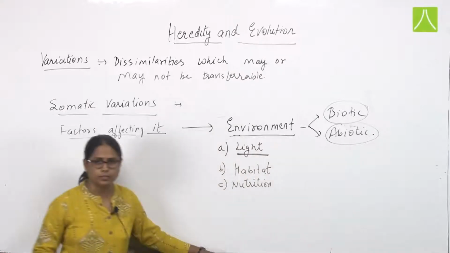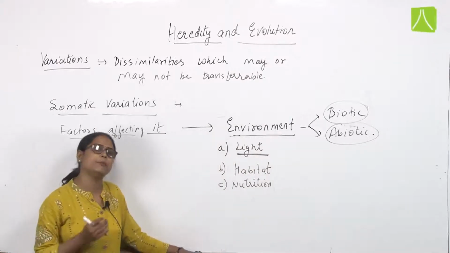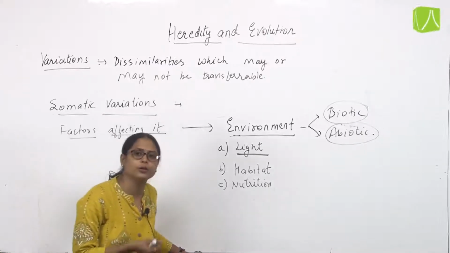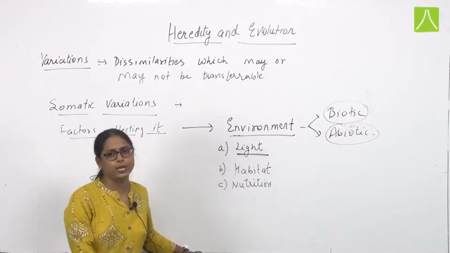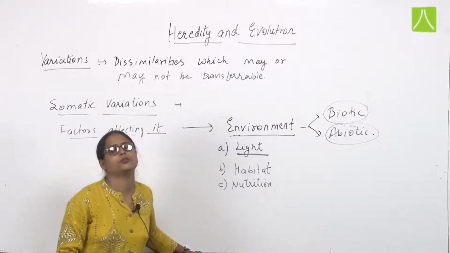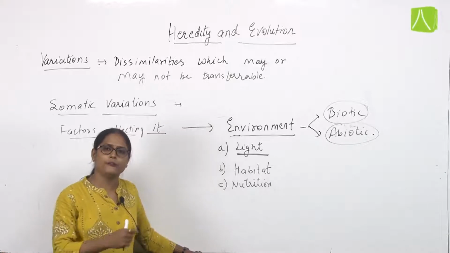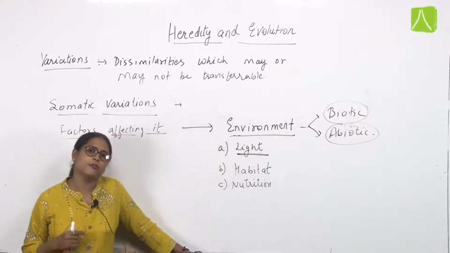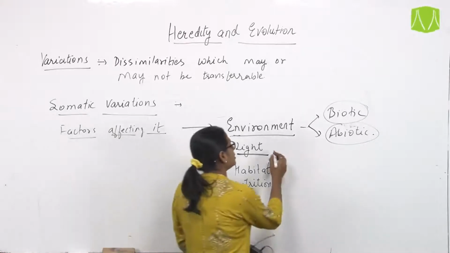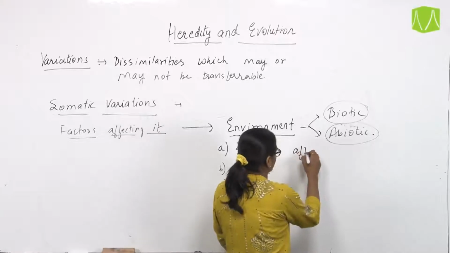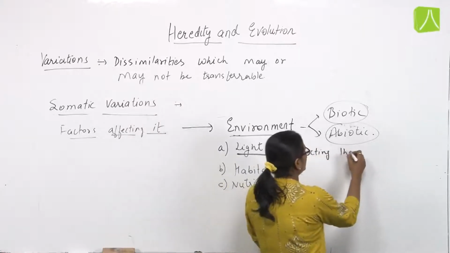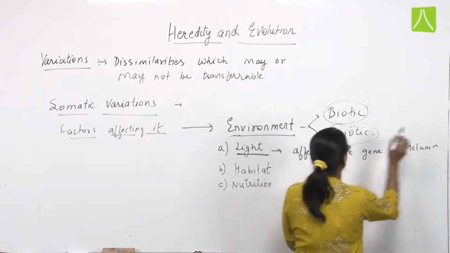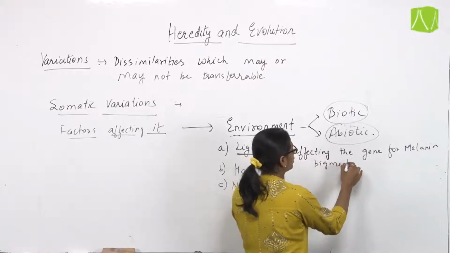There is a change taking place in the DNA part because the melanin pigment is actually a protein pigment, and the protein's information is stored in the gene part of DNA. So due to the influence of light, this light actually affects the expression of that gene which carries the information for the synthesis of melanin pigment. So what is happening here? This light is affecting the gene for melanin pigment to express.